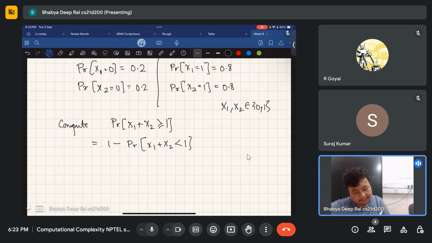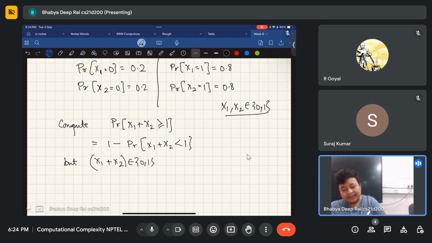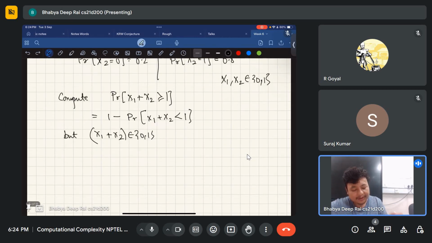Right, now, x1 and x2 both belong to 0 or 1, so x1 plus x2 will also belong to 0 or 1, right? Because both of them belong to 0 or 1, it cannot be that they are lying somewhere between 0 and 1. Okay, so the addition will also give us a binary number.